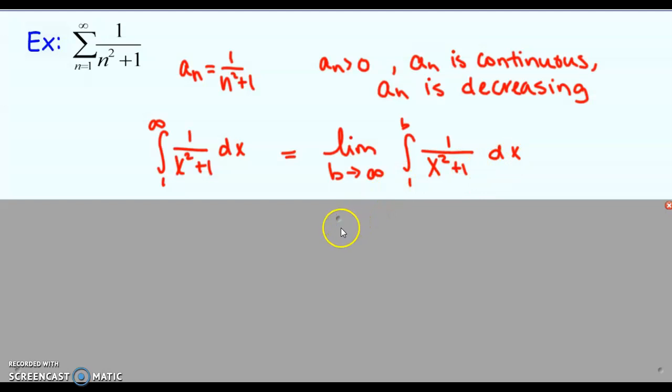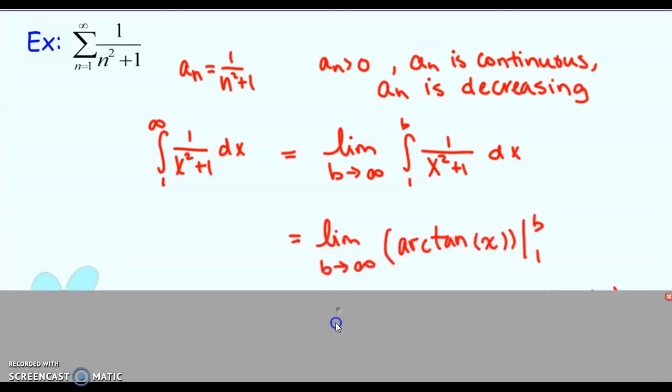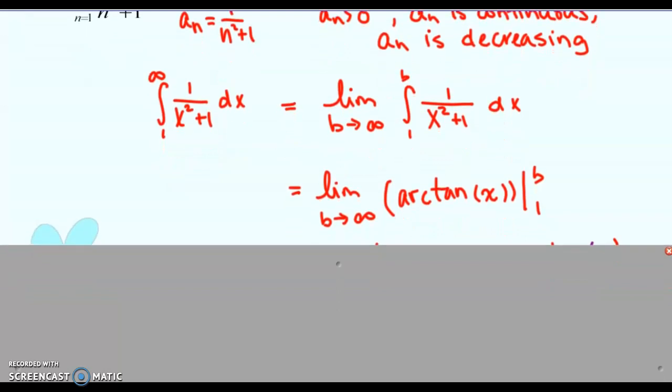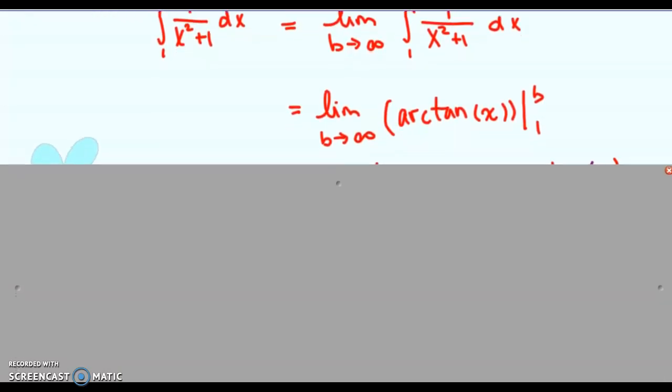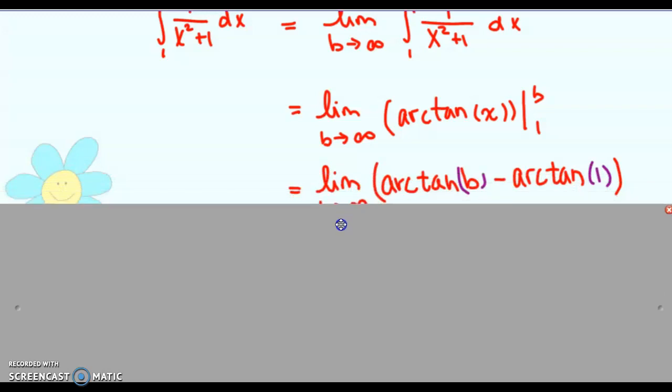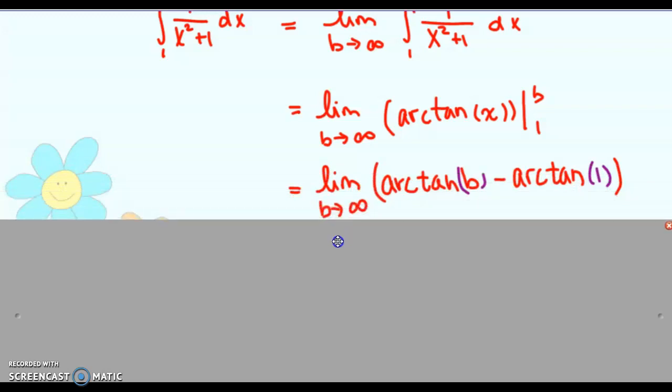And this is a great way for AP to see if you know your trig rules. Do you know the antiderivative trig functions? So the antiderivative of 1 over x squared plus 1 is arctan of x. So we're taking the limit as b goes to infinity of arctan of x from 1 to b. We're going to go ahead and plug our upper bound and lower bound in and take a look at what the arctan graph looks like.